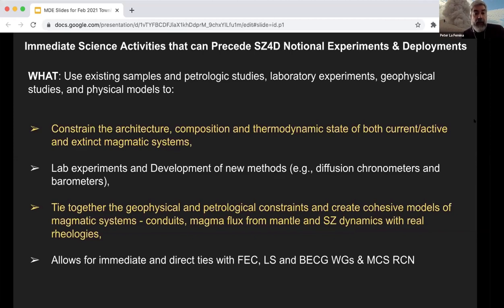And those include being able to constrain the architecture, composition, and thermodynamic state of both current, active, and extinct magmatic systems. We can look at lab experiments and development of new methods, for example, developing new diffusion chronometers and barometers. And we could tie these all together, including the geophysical and petrological constraints, and create cohesive models of our magmatic systems, from looking at magma flux through the conduits, magma flux from the mantle, including subduction zone dynamics, and real rheologies to all these systems. And what's great about this is it allows for immediate and direct ties with the earthquakes and faulting group, the landscapes group, and the new building equity group, as well as our MCS, the modeling collaboratory RCN.